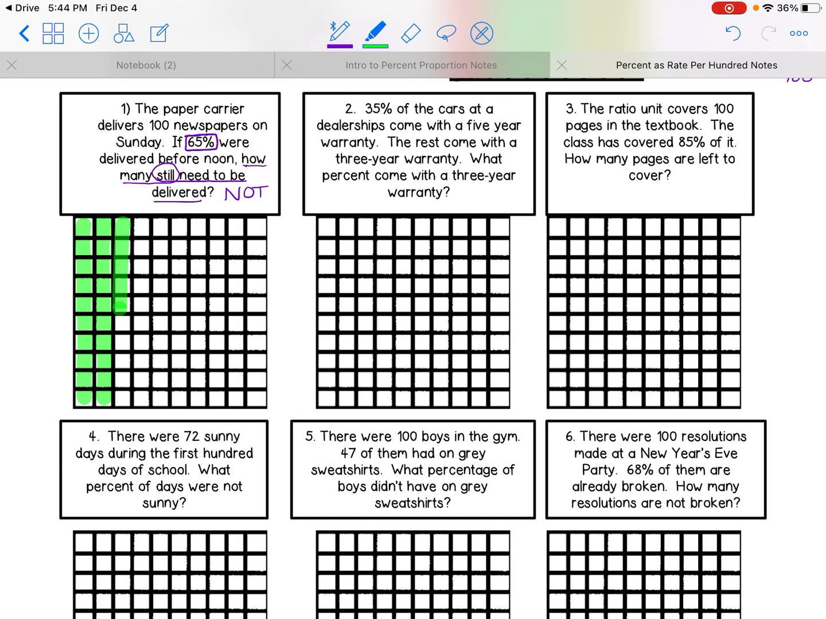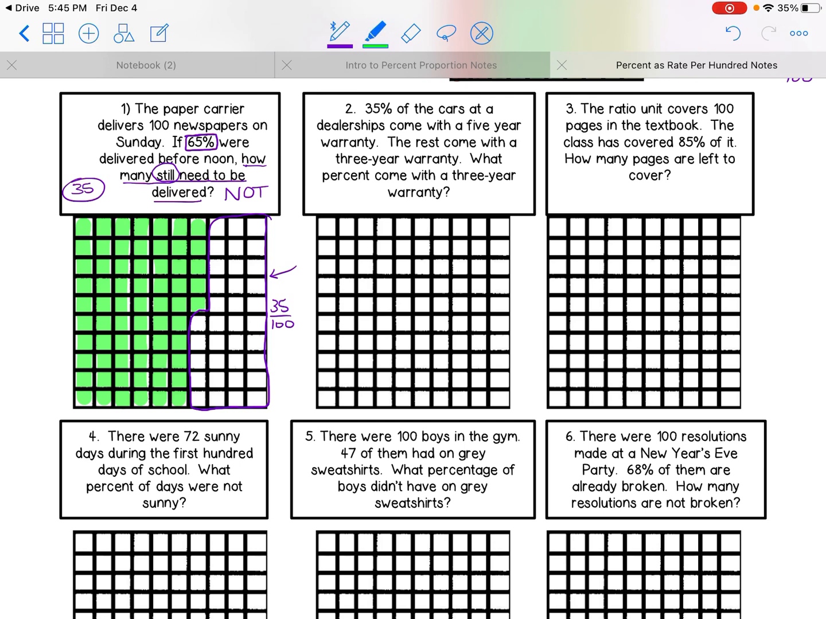Okay, so there would be 10, 20, 30, 40, 50, 65. So now the amount that's remaining is what he has not delivered. And that is the part the question is asking about, which is right here. Okay? And so if you count that amount, that is 35 out of 100. And so the number that still needs to be delivered is 35. Okay? So let's go on to number 2.